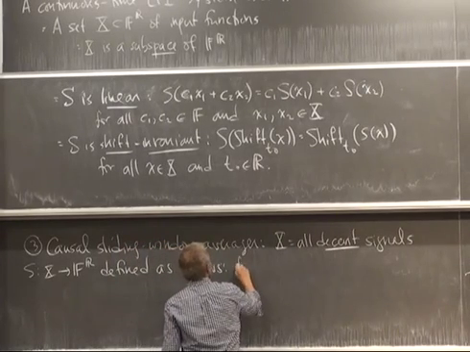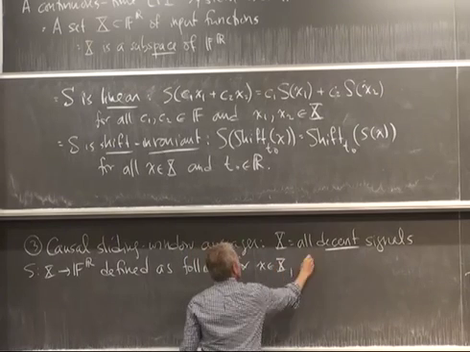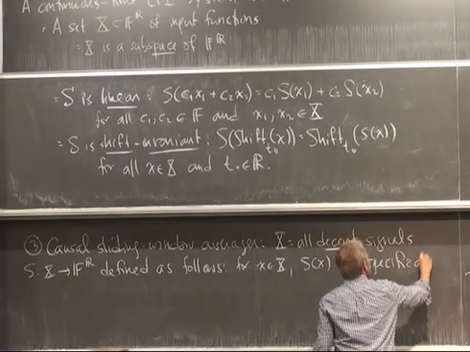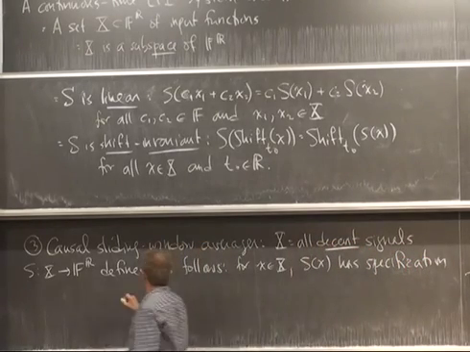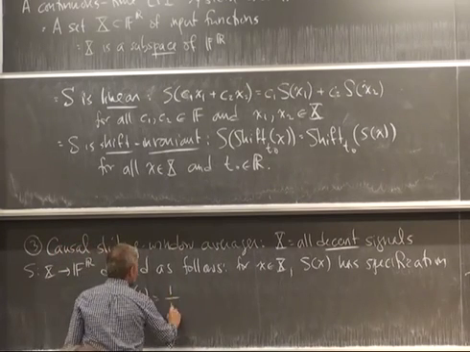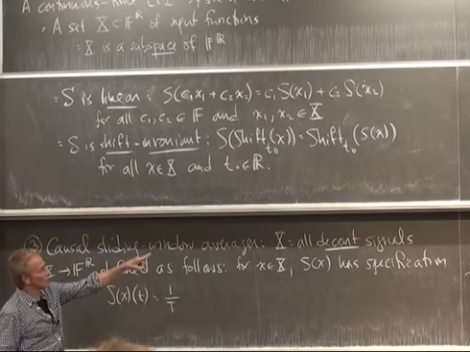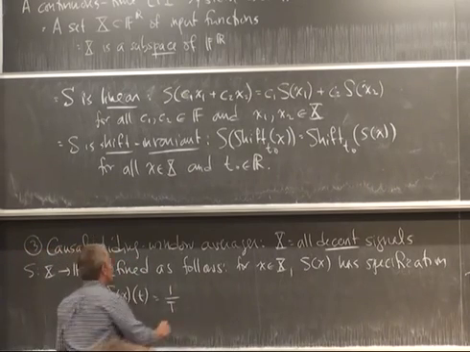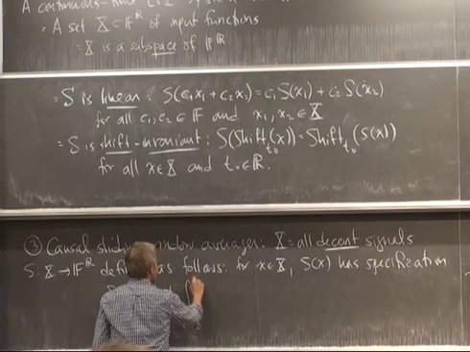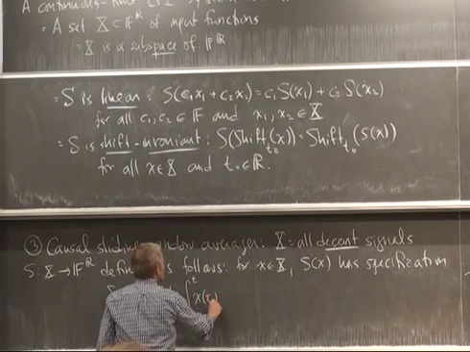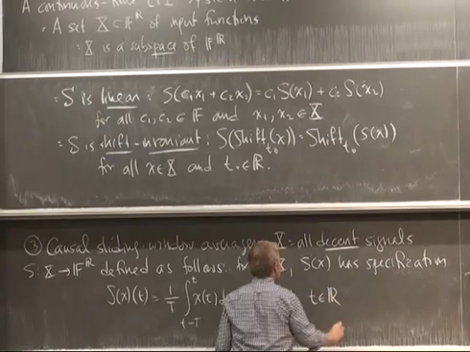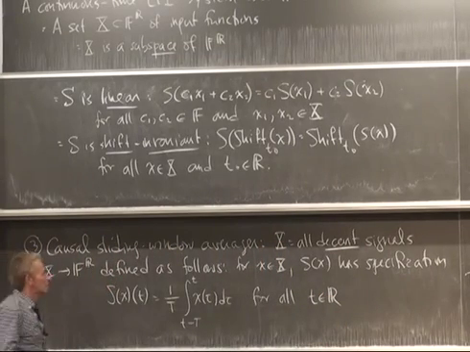When x is in capital X, S of x has specification: S of x at any time little t is 1 over cap T, and here this capital T, like T1 for the shifter, is going to be a parameter of the system, times the integral from little t minus cap T up to big T of x of tau d tau, for all t in the reals. And cap T bigger than 0 is given.